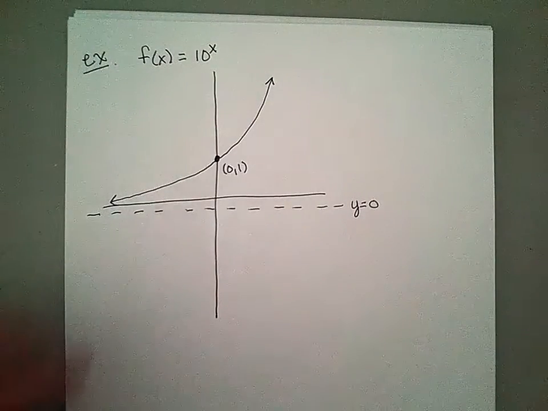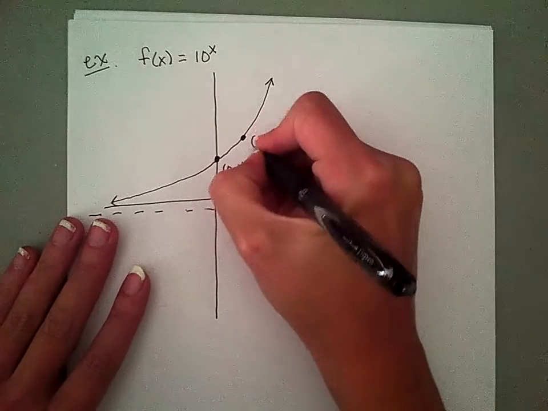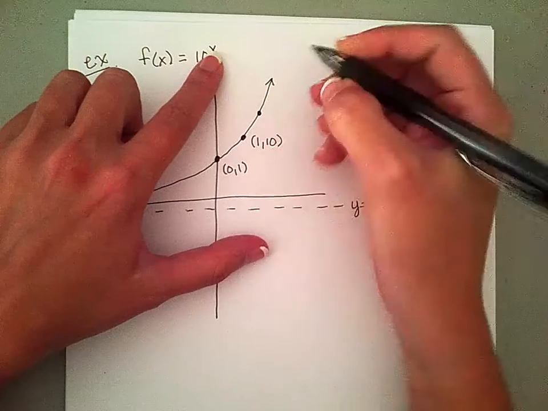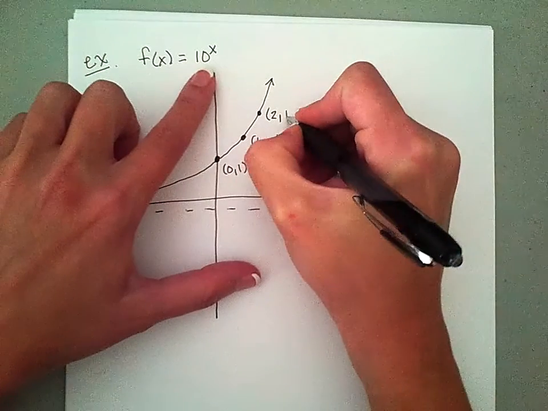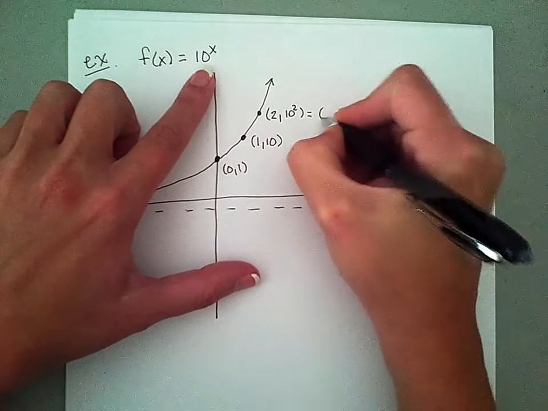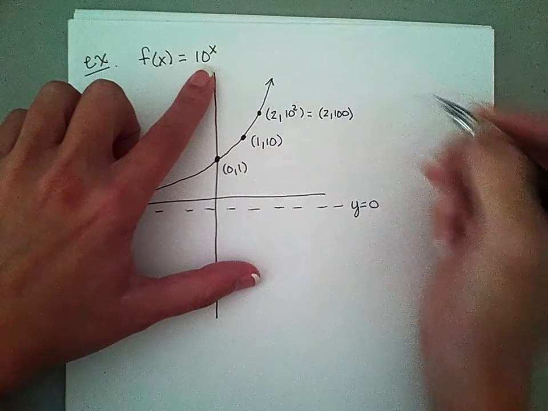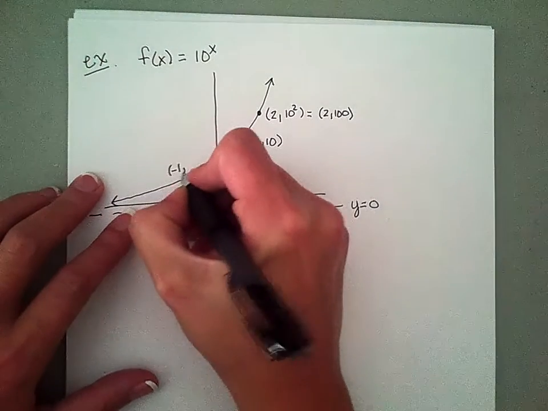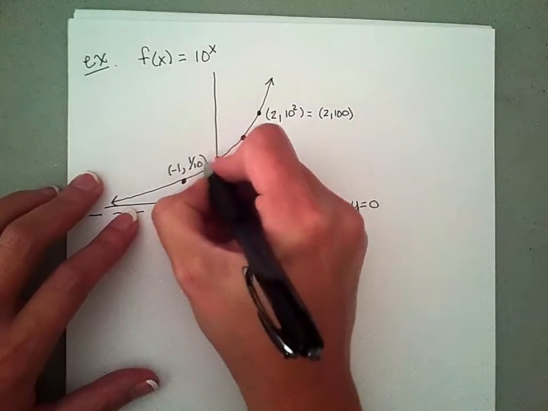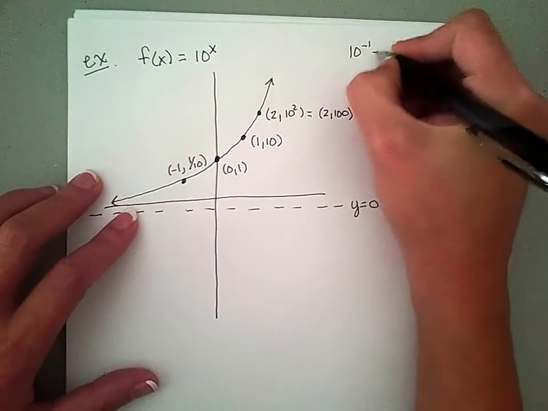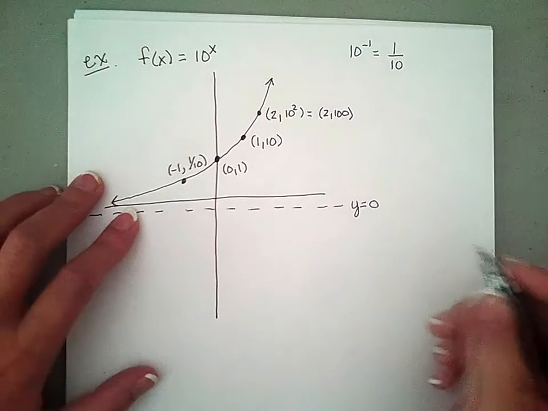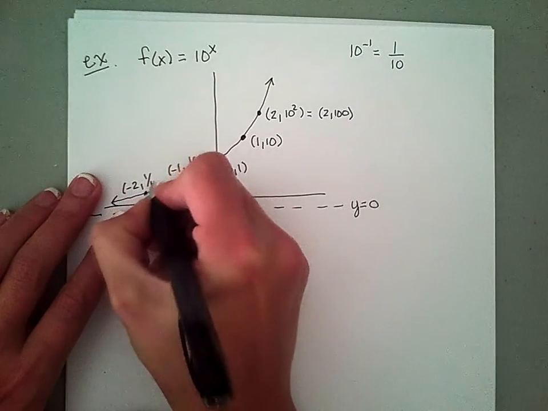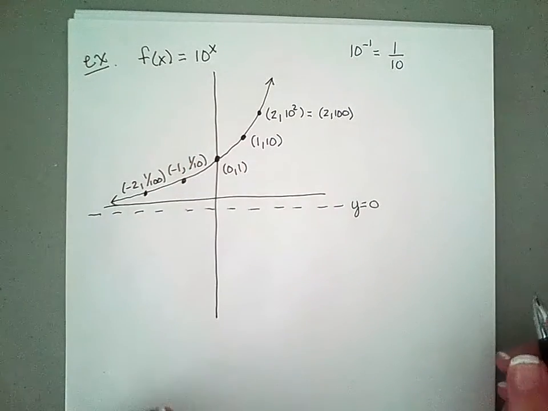And now we simply have to label some points. If x is 1, then we would get 10 to the first power, which is just 10. If x is 2, then we would get 10 squared, which is 100, so the point (2, 100). At negative 1, we would get 1 over 10, because 10 to the negative 1 is equal to 1 over 10. At negative 2, we would have 1 over 100 by the same logic.